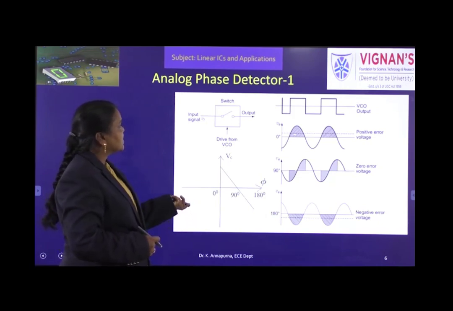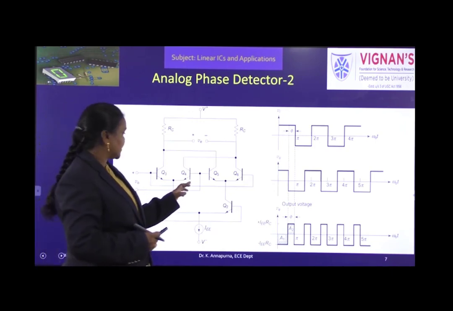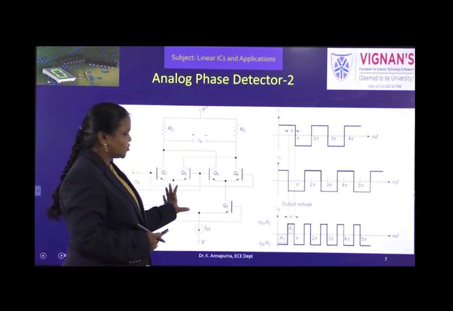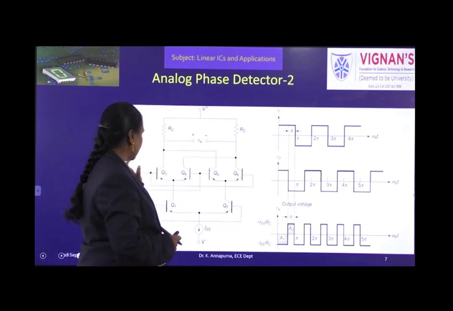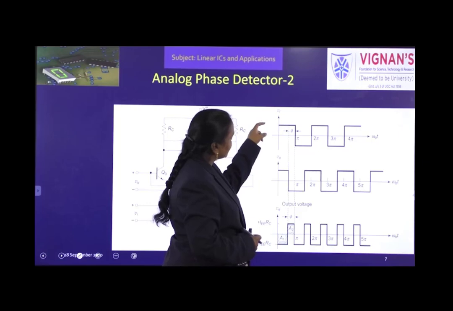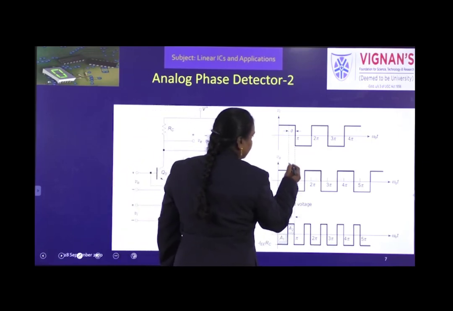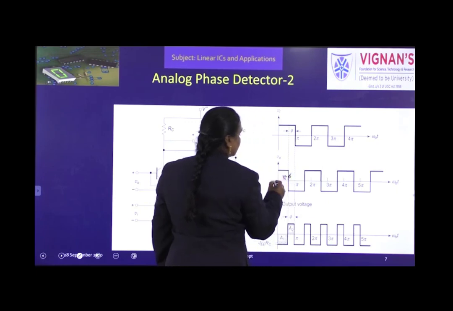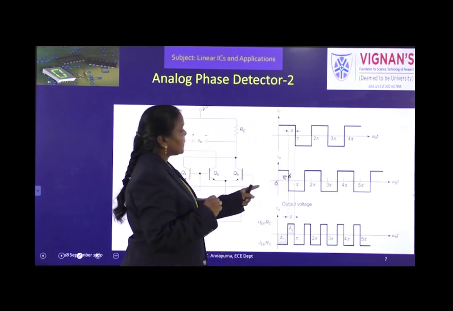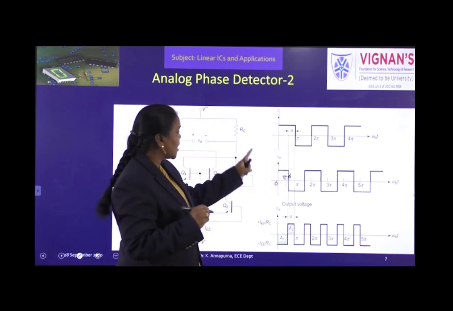And the next analog phase detector, okay, this is the second analog phase detector. It is just a balanced modulator. Okay, so here what is happening? Let us see this. From 0 to, what is this period? Pi minus phi. Right? This is 0. From 0 to pi minus phi, both the input and V0 are positive.